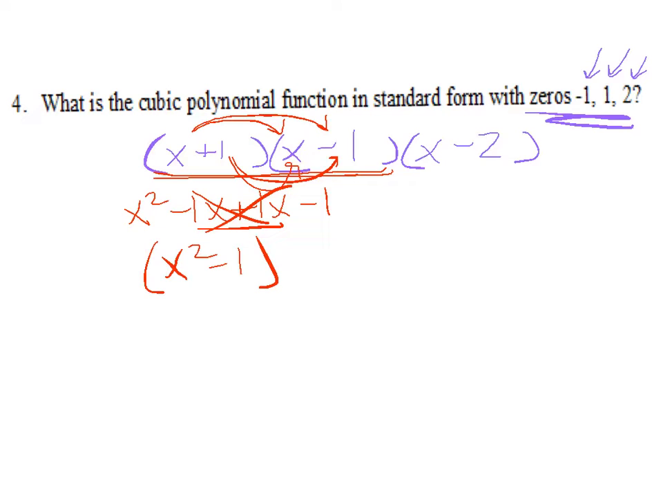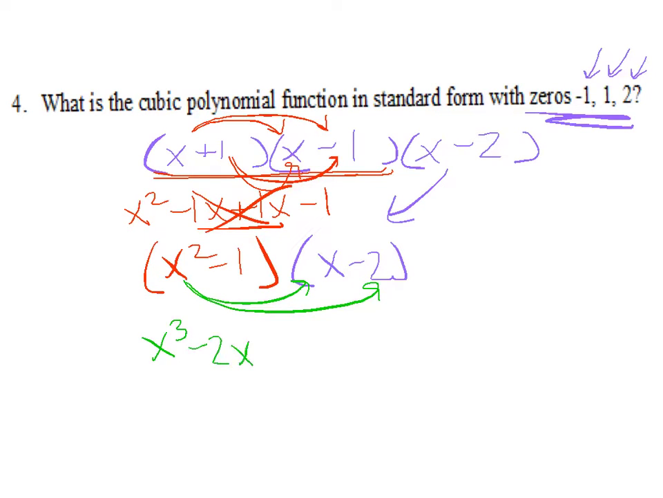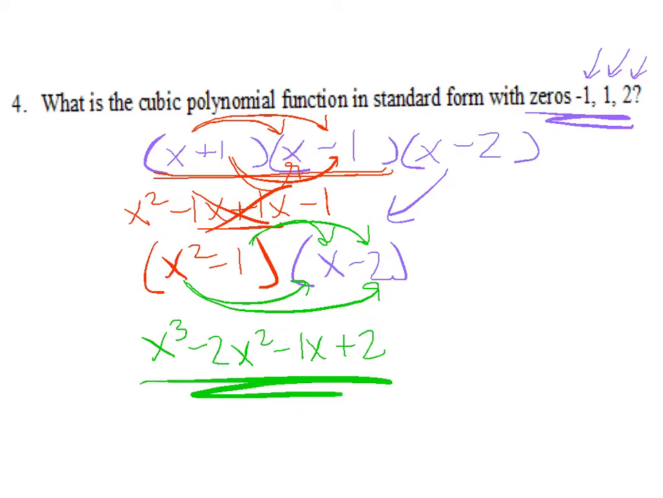But I still have this x minus 2 that was in the original problem that I haven't taken into consideration yet. So I have to double distribute again. So my x squared to my x, and to my 2, my 1 to my x, and my 1 to my 2. All right, that's my answer. It's already ordered high to low, and I can't have anything combined. I don't have any like terms, so this is my final answer.